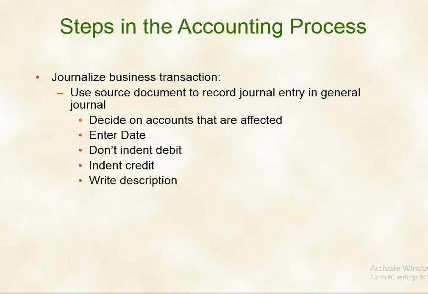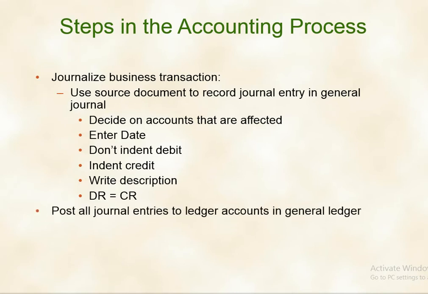Write description. Description is necessary. Add a brief description to your transaction, or simply say whatever you are going to record. Debits and credits are the two columns. So the total 5 columns are to be dealt with in the journal. The debits and the credits are the 2 columns.